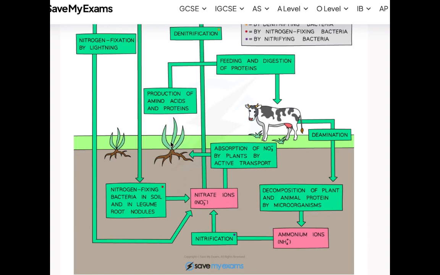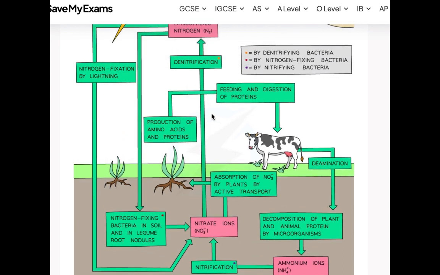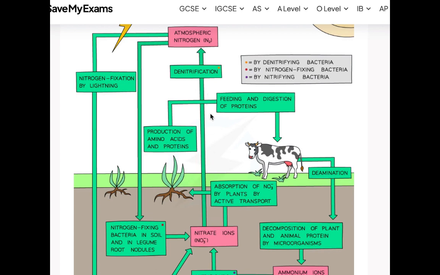Then the last process is by denitrifying bacteria, the process called denitrification. The process whereby the nitrate in the soil returns nitrogen to the atmosphere is called denitrification. It's called what? Denitrification.